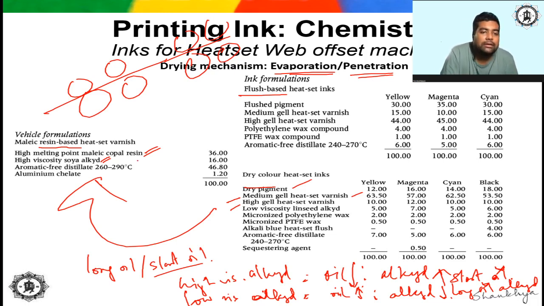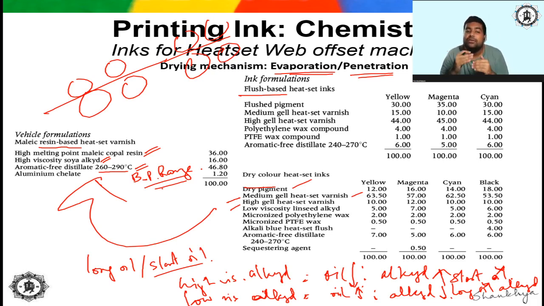Okay. So then we have, and this is very important both for your quickset inks as well as for your heatset inks, aromatic free distillate. What is this temperature range? This is the boiling point range for the distillate. So that means this is essentially an aliphatic hydrocarbon based distillate whose boiling point ranges between 260 degrees Celsius to 290 degrees Celsius. So you need to raise the temperature of your heating rollers such that this component, that is this aliphatic hydrocarbon or this distillate, evaporates at near about that temperature.